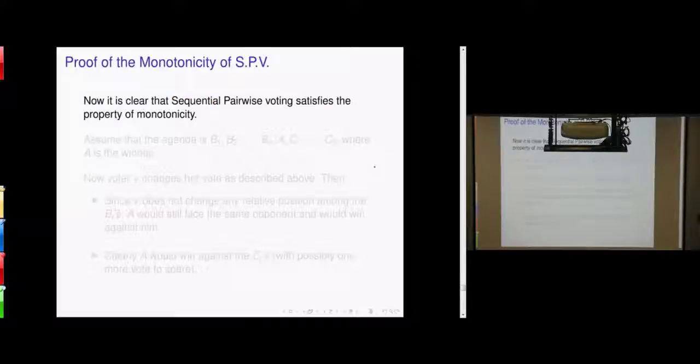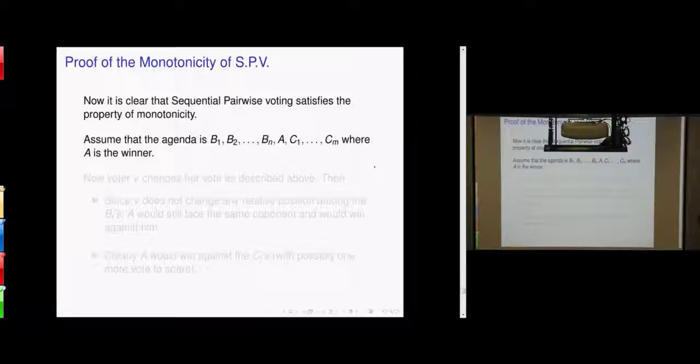Okay, so now let's apply this criterion to this SPV. Before the change, I have a ticket where B is above A. After the change, A is above B. I want to show you that in the same system A is still the winner. So let's argue that SPV satisfies the property of monotonicity.